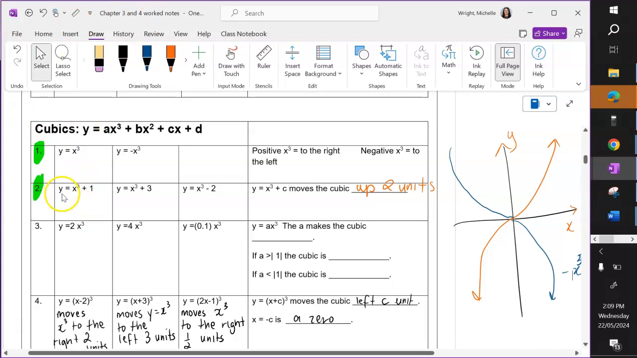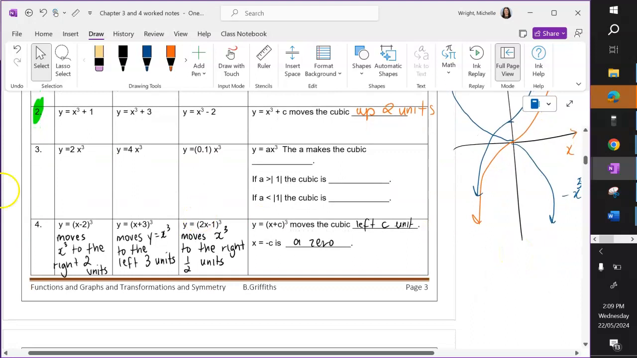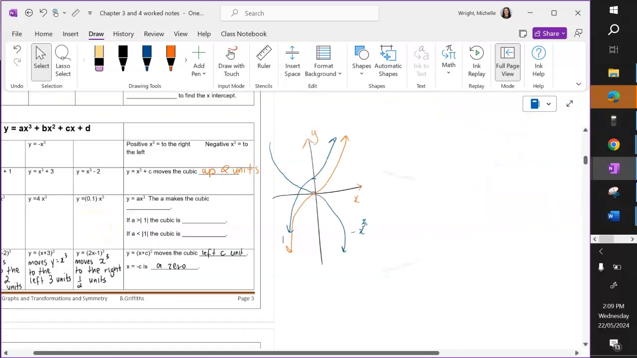So what we can see here is if I add 1 to x cubed, it's going to push my orange graph up, and it's going to now cut at 1 instead. Plus 3 would push it up to cut at 3, and minus 2 would push the x cubed down, and it will cut down here at minus 2. We can also look at part 4. So what that is saying is, if you're looking, we're in the brackets, the x is going to x minus 2, so the cubic graph would actually shuffle across to 2 units.